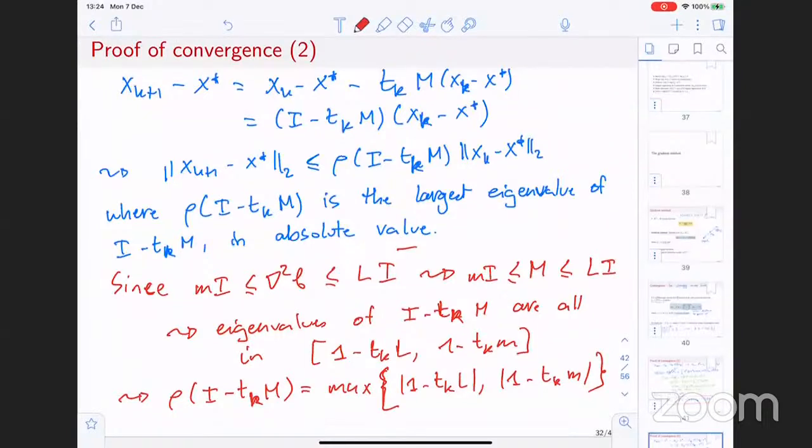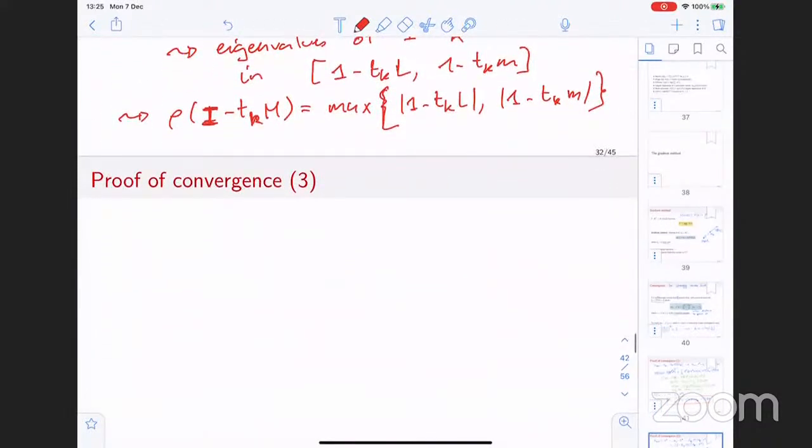So let's recap what we've done. We were able to write x_{k+1} minus x star as a linear operator applied to x_k minus x star. And now what we want to do is to analyze the eigenvalues of this operator, identity minus t_k M. Using properties of the Hessian, using the assumptions that we have on the function, we were able to say that the eigenvalues of this operator are all between 1 minus t_k L and 1 minus t_k m. And so the largest eigenvalue in absolute value is really the max of these two absolute values here.